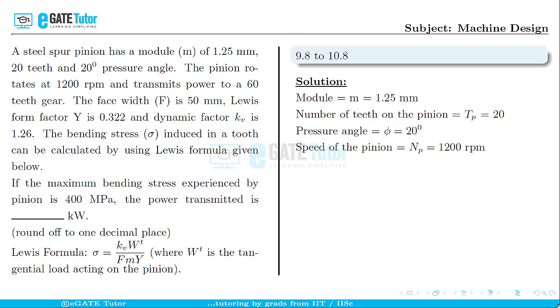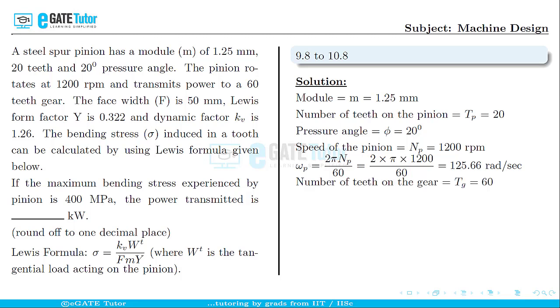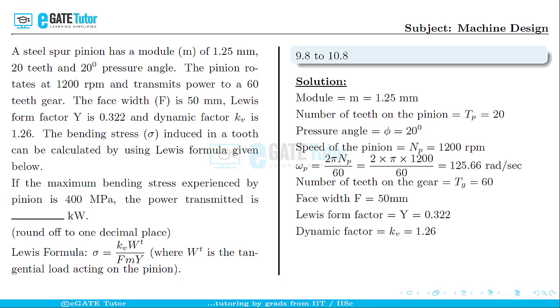Once we know the speed Np, we can calculate its angular speed, that is omega p is equal to 2 pi Np by 60. So substituting Np is equal to 1200 and simplifying will give us omega p is equal to 125.66 radian per second. It is also given that the number of teeth on the gear is Tg is equal to 60. Face width F is equal to 50 mm, Lewis form factor Y is equal to 0.322. Dynamic factor is kV, which is equal to 1.26. The maximum bending stress is sigma is equal to 400 MPa.